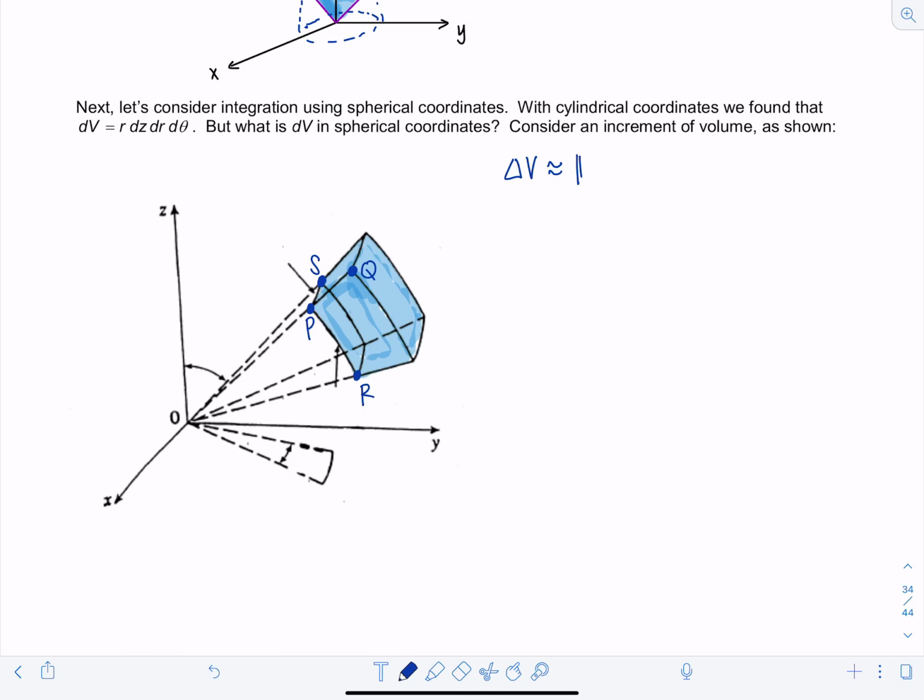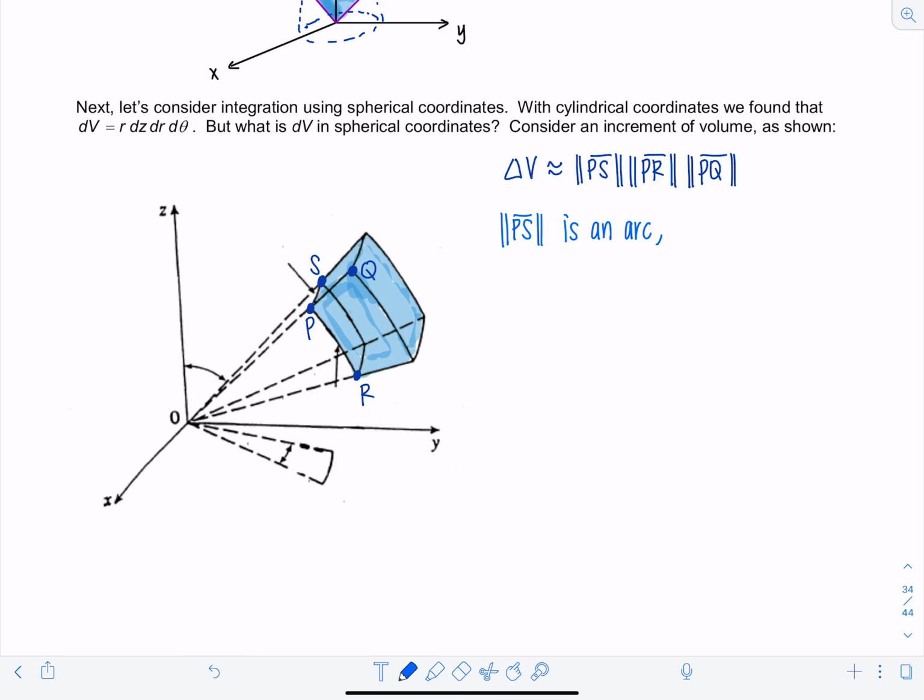So I could find it by taking the length of PS times the length of PR times the length of PQ. And what I'm going to try to do now is express each of those segments' lengths, PS, PR, PQ, in terms of rho, phi, and theta. Okay, so I'm going to start first with PS, magnitude or length of PS. Okay, that's an arc. It's not technically straight, yes? And what is it dependent on?